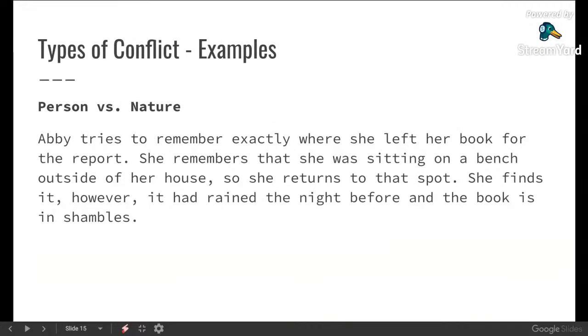Person versus nature. Abby tries to remember exactly where she left her book for the report. She remembers that she was sitting on a bench outside of her house, so she returns to that spot. She finds it, however, it rained last night, and the book is in shambles.